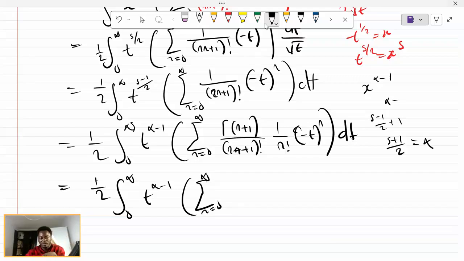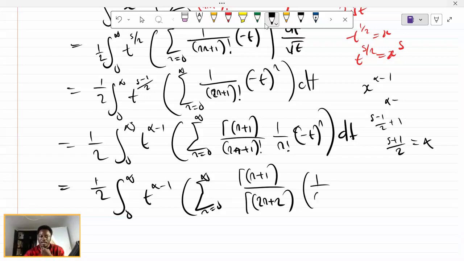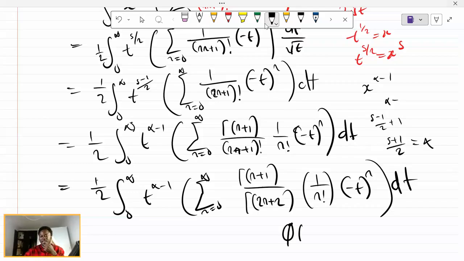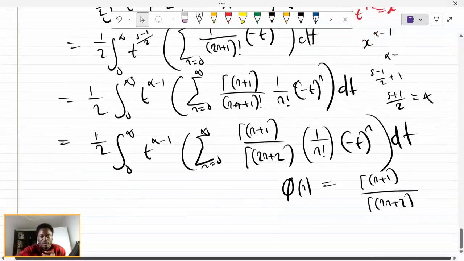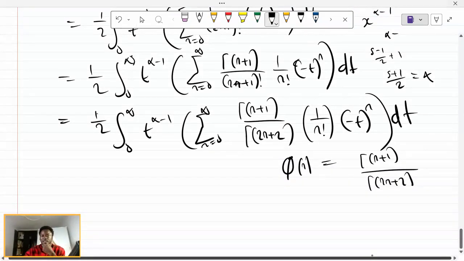Now we can write this 2n plus 1 as gamma of 2n plus 2. So that is gamma of n plus 1 divided by gamma of 2n plus 2. Then you have 1 over n factorial times the integral of negative t to the n dt. Of course, if you have been following this video, you will know that phi of n would be gamma of n plus 1 all divided by gamma of 2n plus 2. So now we can continue our good stuff and recall.